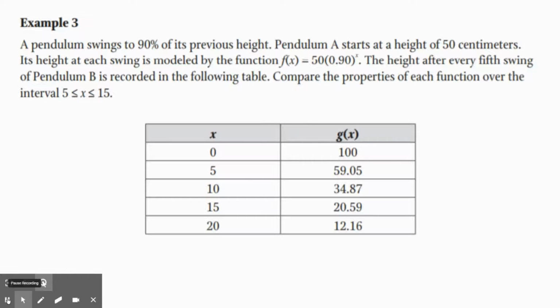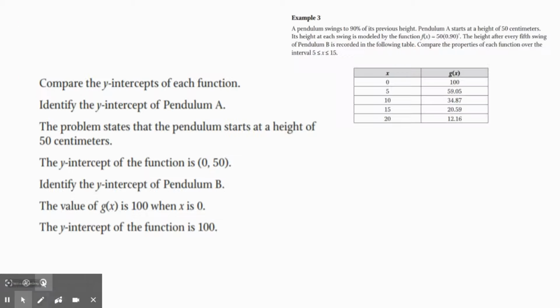Example 3: a pendulum swings to 90% of its previous height. Pendulum A starts at a height of 50 centimeters. It can be mapped by the function f of x is equal to 50 times 0.9 raised to the x power. So there's your first function, function f of x. Now, g of x is represented by the table down here. And notice they have to give us an interval because both of these are exponential functions.